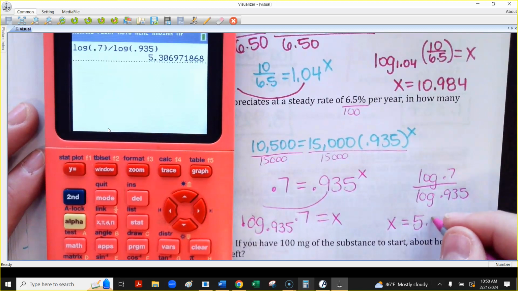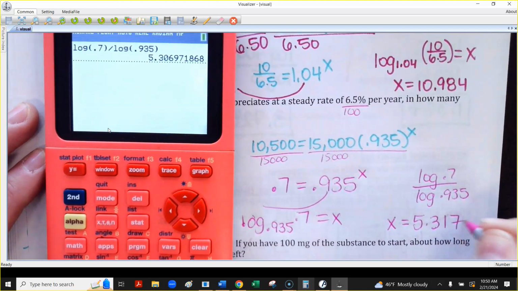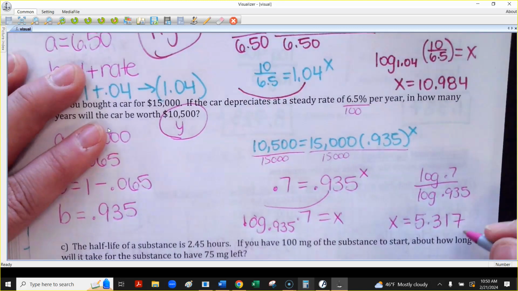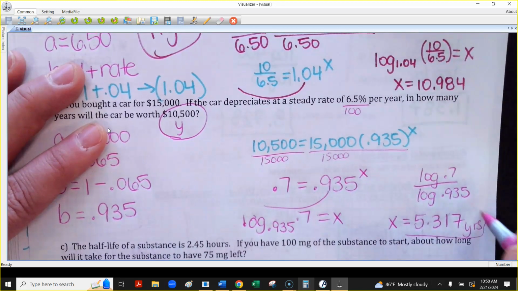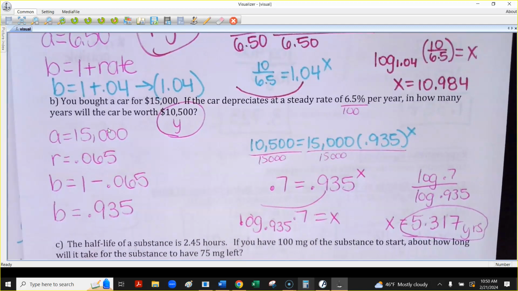So this is like 5.317. So this is like a little bit more than 5 years. This one wasn't as nice as the last one. That one I would have rounded to 11 years. This one I'm just going to leave it alone. It's going to take a little bit more than 5 years for this to happen.